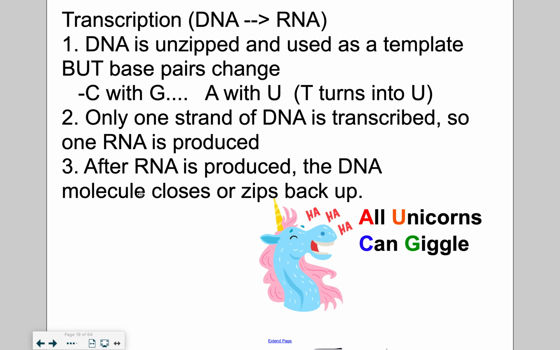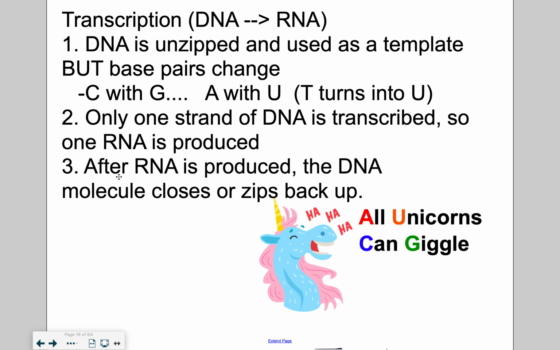It's actually quite simple. Okay, the process of transcription just means we're going to go from DNA to RNA. What happens is that our double helix DNA molecule, our spiral staircase, is unzipped. And one side is going to be used as a template. But the base pairs change a little bit. Remember, with DNA, we have 4 bases: adenine, thymine, cytosine, and guanine. A pairs with T, C pairs with G.